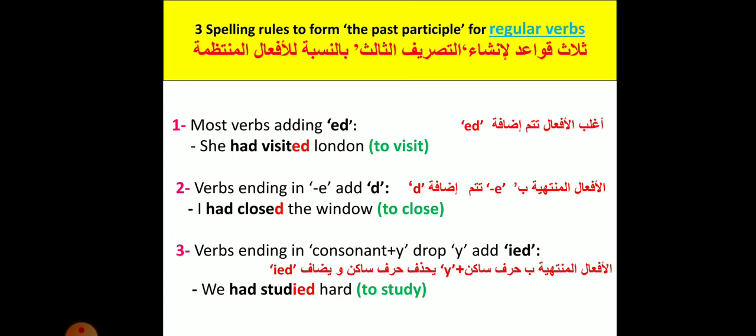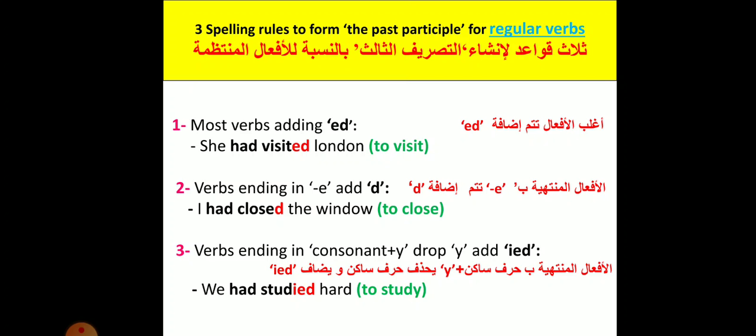For example, she had visited London. She, subject, had auxiliary. Visited is the past participle of verb to visit. Okay, it is a regular verb. We just add ed at the end of the verb. The second rule, verbs ending in e, we just add d. For example, I had closed the window. I had closed, verb to close. We just add d at the end of the verb.